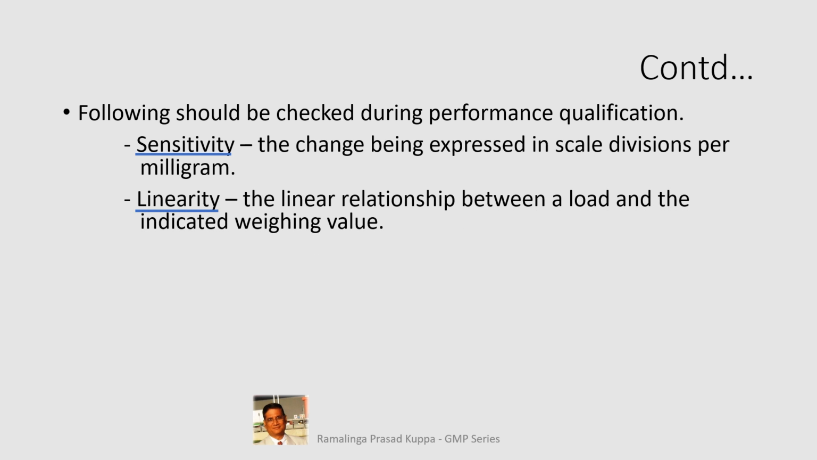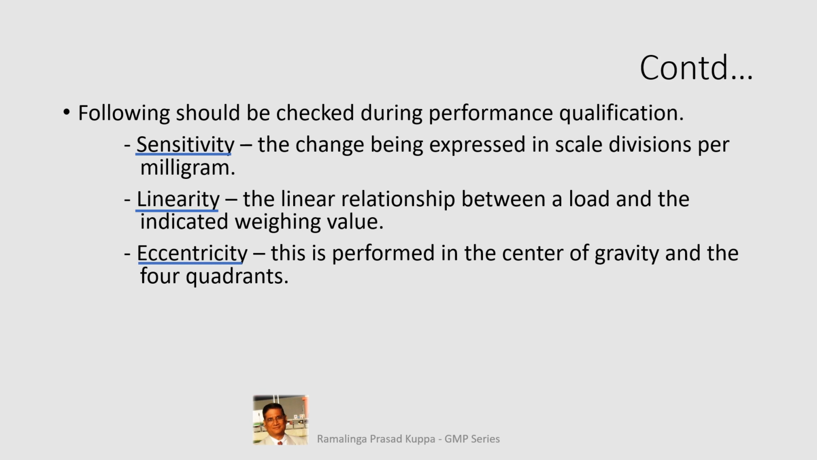Linearity is the linear relationship between a load and the indicated weight value. Linearity is the measure of the ability to follow a linear relationship between the load and the displayed weight value. It is established by weighing at 3 points or 6 points. Here also the allowed tolerance is not more than 0.05%.